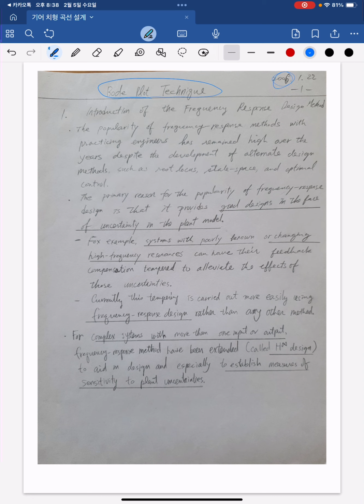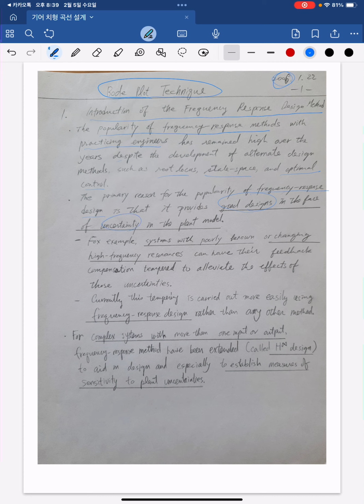Introduction of frequency response design method. The popularity of frequency response methods with practicing engineers has remained high over the years despite development of alternate design methods such as root locus, state space, and optimal control. The primary reason for the popularity of frequency response design is that it provides good design in the face of uncertainty in the plant model.